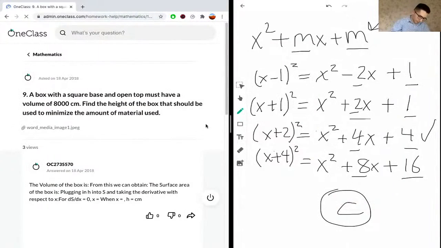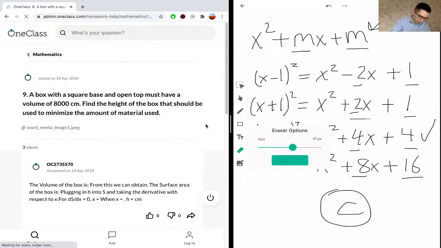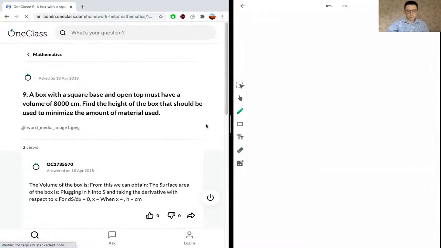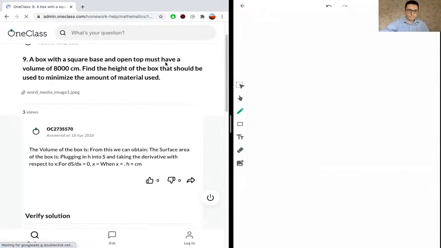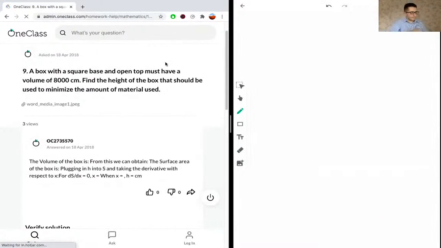All right, let's go on to the next question. So here we're asked, a box with a square base and open top must have a volume of 8,000 centimeters. So this is probably a typo. It should be 8,000 centimeters squared. Find the height of the box that should be used to minimize the amount of material used.